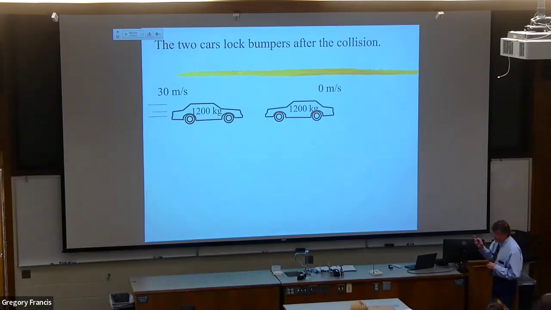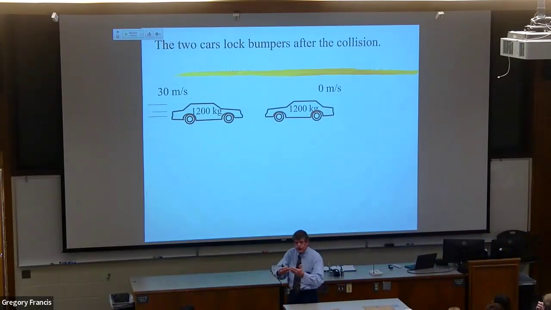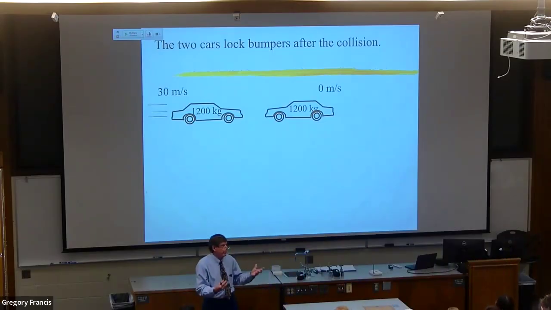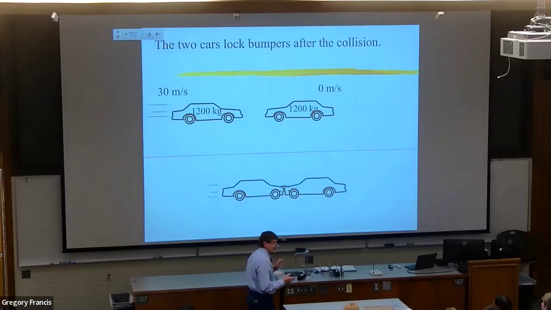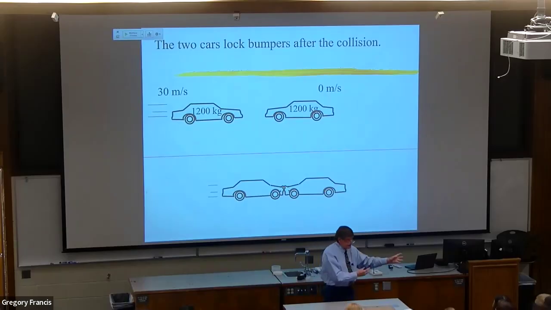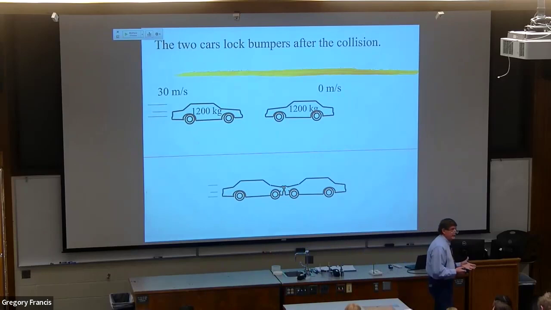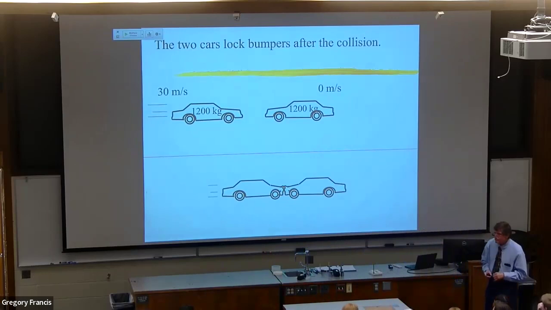Okay, let's look at this example where instead of two cars coming towards each other, we have one car that's just parked and the other car's coming in at 30 meters per second. And we're told that the bumpers lock. And so the question is, right after that collision, and I mean right after, I don't mean 2 minutes after, I mean right after, how fast do they have to be going? Tell your neighbor real quick.